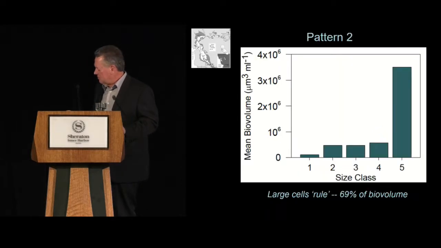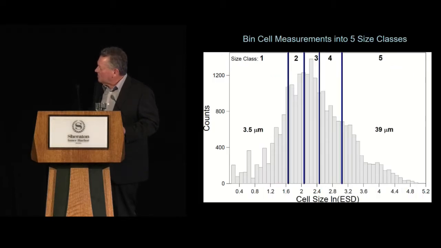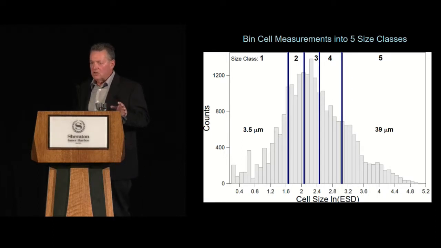So the smallest size class, I calculated the mean cell size in the smallest size class. It's 3.5 microns, that linear dimension. The largest size class, the mean cell size is 39 microns. And so we bin all of these cell measurements into these 5 size classes.